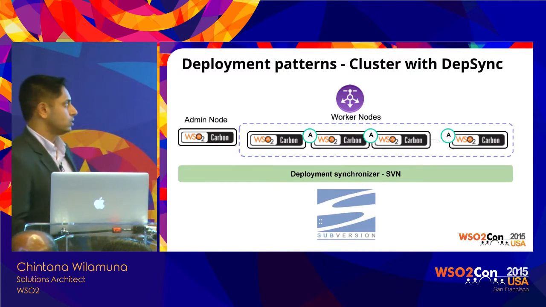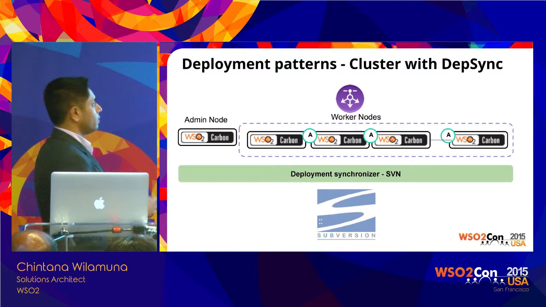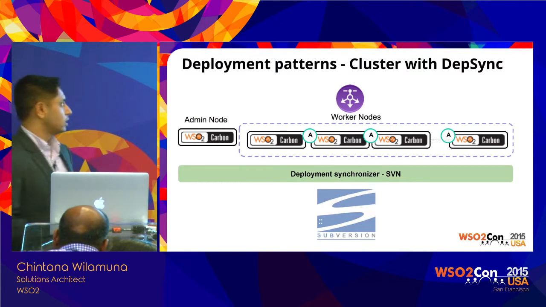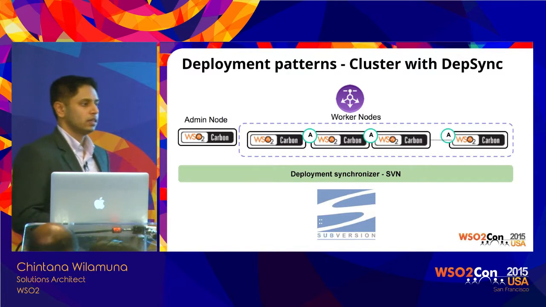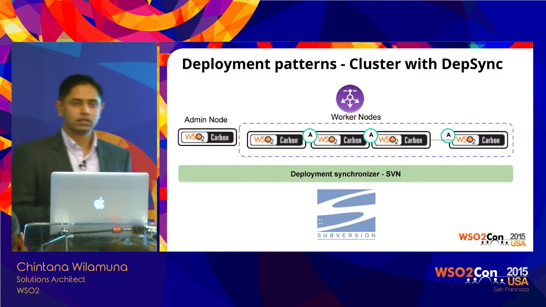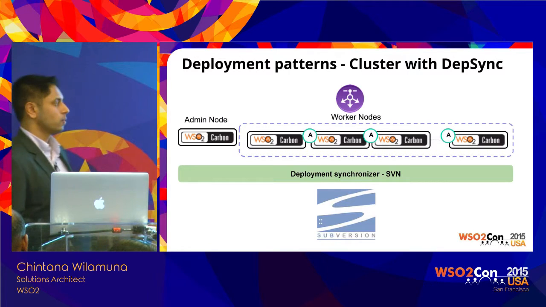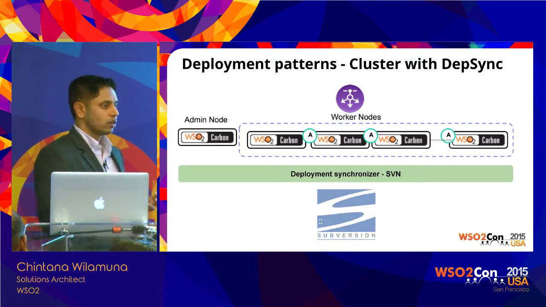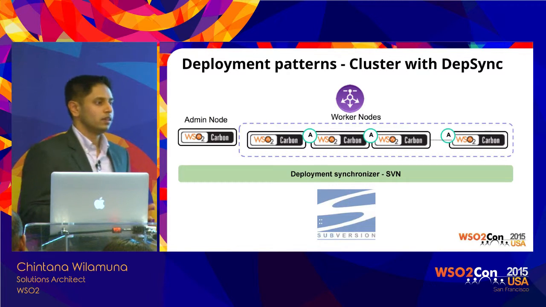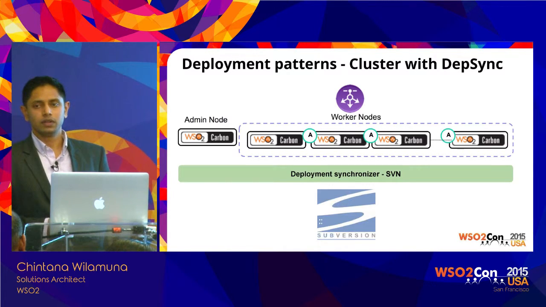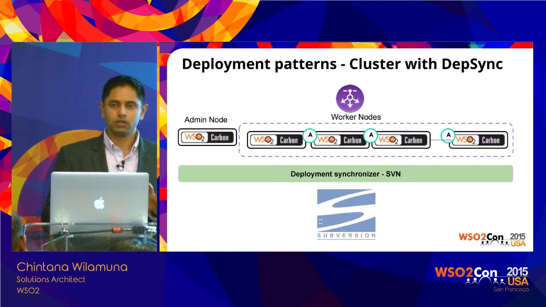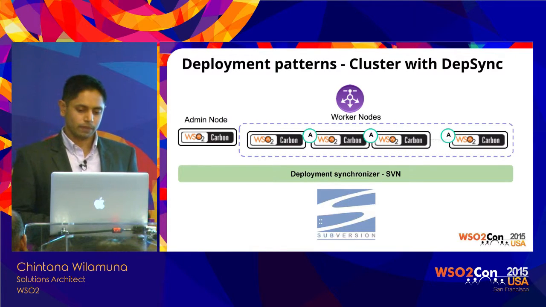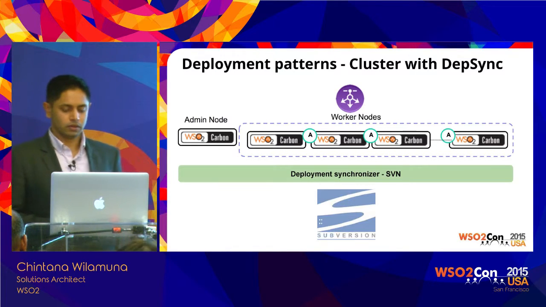Clustering with a deployment synchronizer. DepSync is typically mentioned as the deployment synchronizer. In a cluster, we have this worker-manager separation concept. You can have a manager node or the admin node, which will deploy all the artifacts. And through the deployment synchronizer, it will synchronize these artifacts across all the worker nodes. When we consider live traffic, only the worker nodes will serve live traffic. The admin node will not be involved in serving live traffic. So we can separate out the admin part from the heavy lifting of serving requests.